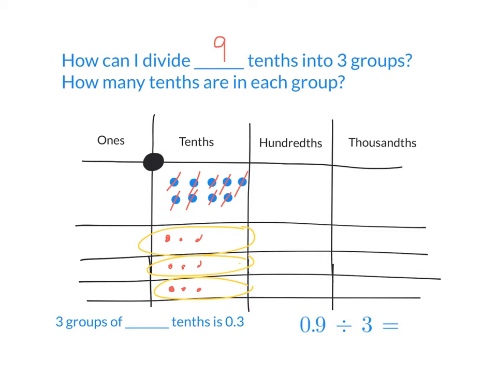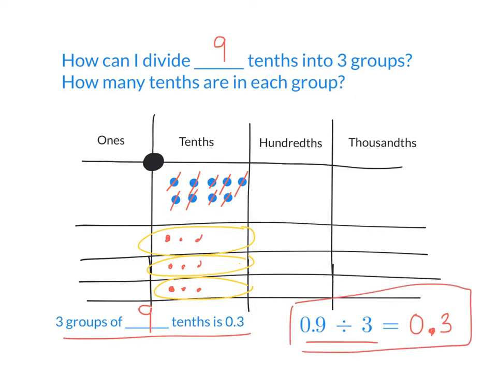Okay, so 3 groups of 9/10 is 0.3 or 3/10 because in each group there are 3/10. Do you see that? So therefore, math equation-wise, if I have 9/10 and I divide it into 3 groups, how many are in each group? 3 dots, but it's 3 what? 3/10. So 0.3. Go ahead and write down in your notebook these words: 3 groups of 9/10 is 0.3, and then write the math equation: 0.9, or 9/10, divided by 3 is 0.3.